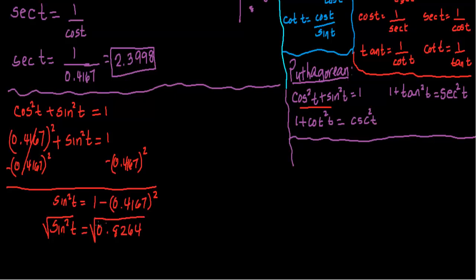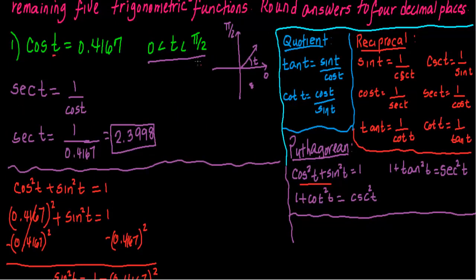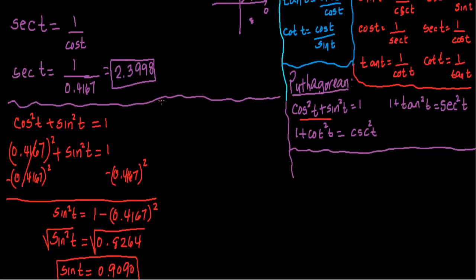And when we do square root, we get a plus and a minus, right? But keep in mind that this angle t that we're dealing with is in the first quadrant. So that means that the sine in the first quadrant is positive. The sine function is positive. So I'm going to choose the positive here. Sine of t is equal to 0.9090. Okay? Now we found sine. So far we have secant and we have sine.